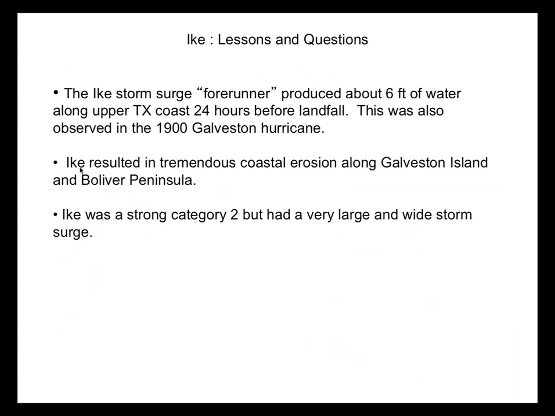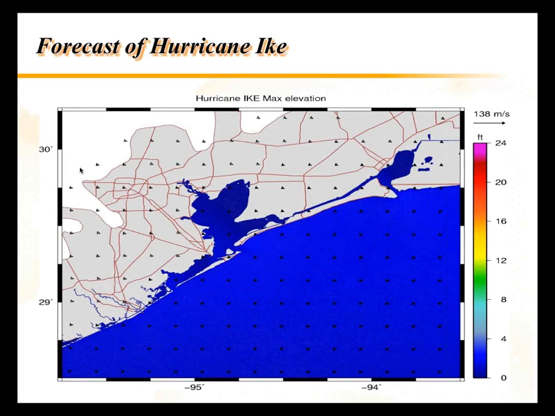So in terms of Ike, it had about 60 hours of water rise in Texas, 24 hours before landfall. This was also observed in the 1990 ADCIRC. Ike resulted in this coastal flooding along Galveston Island and in also these areas. Again, these are things that we would like to incorporate into our model in the future. And Ike was a strong category 2 storm that was a very large, wide storm. So again, category and surge are not necessarily connected.